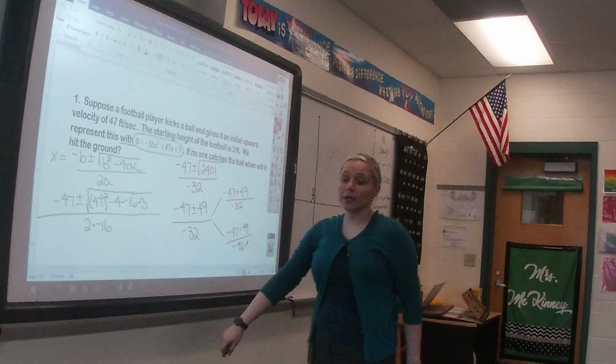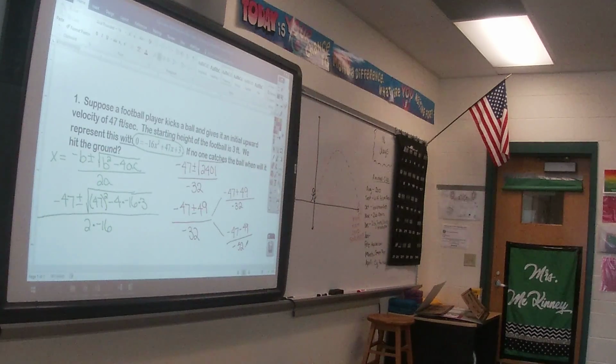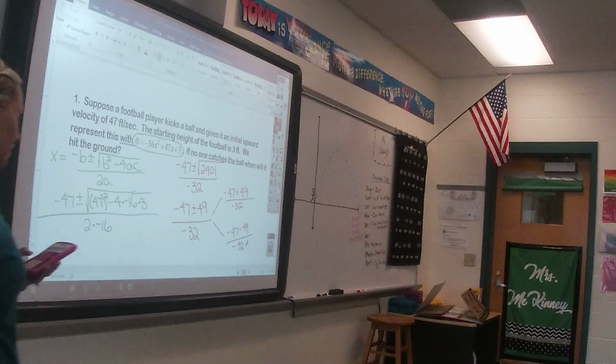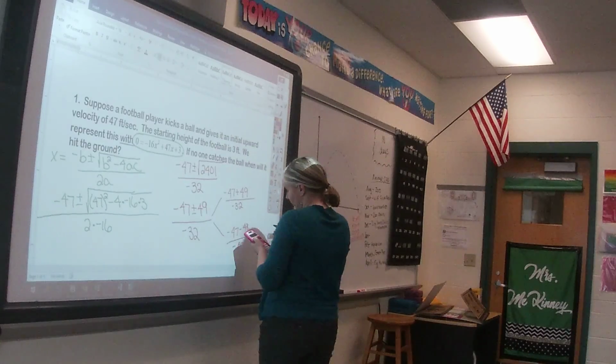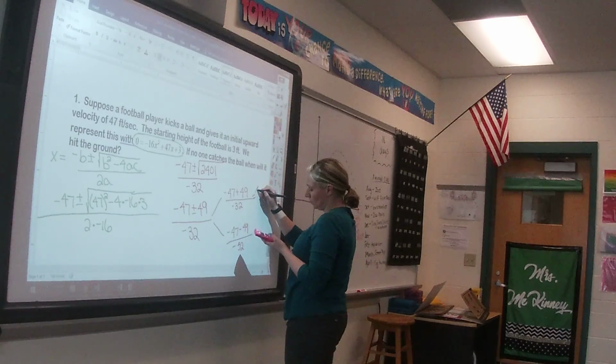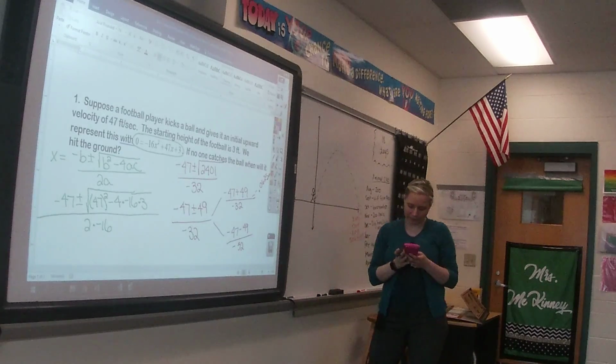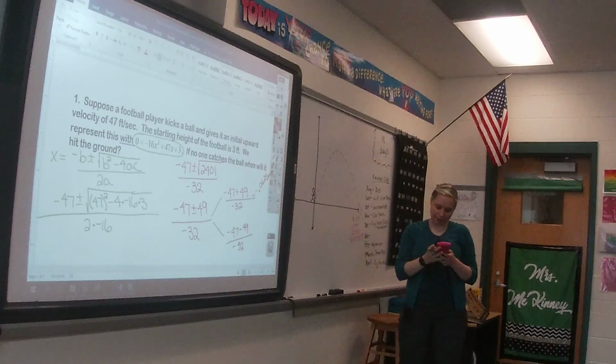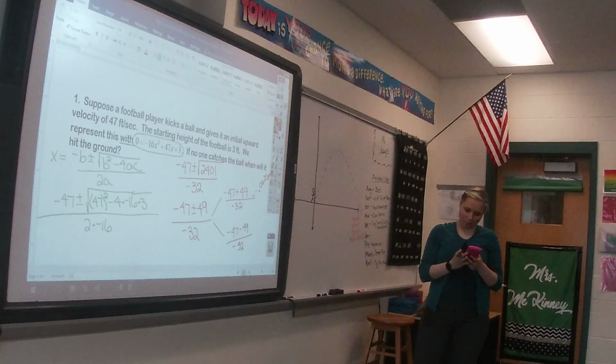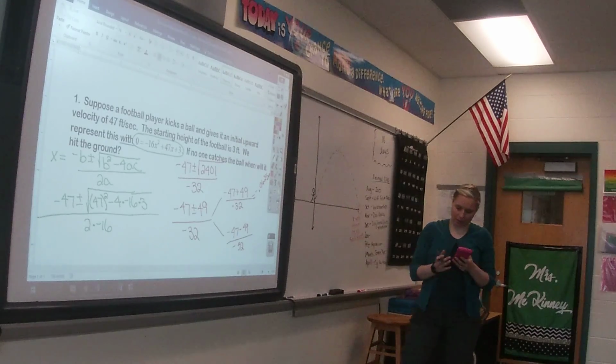Then what do we do? Calculate both of those options, right? So we get negative 0.0625. Whoops. And 3.